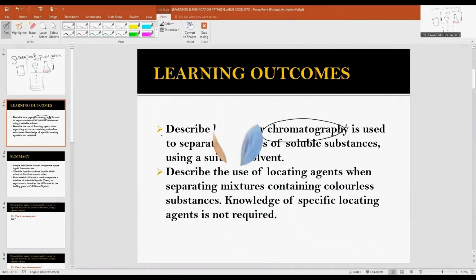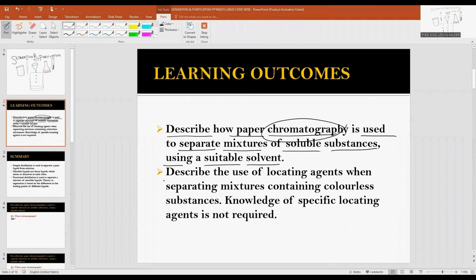Lesson. Describe how paper chromatography is used to separate mixtures of soluble substances using a suitable solvent. Describe the use of locating agents when separating mixtures containing colorless substances. Knowledge of specific locating agents is not required.